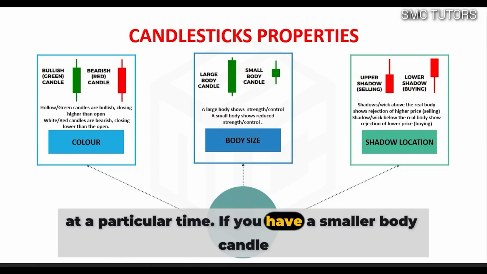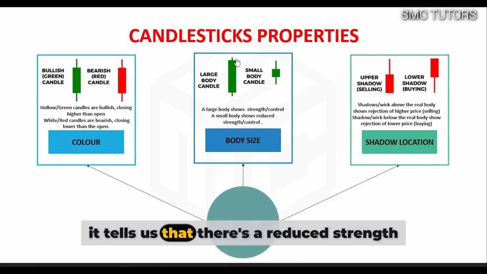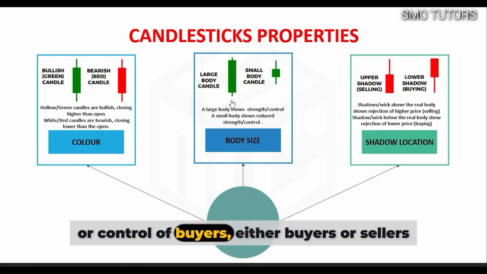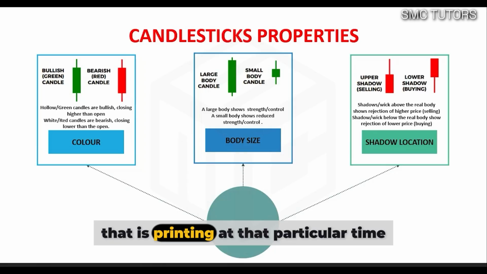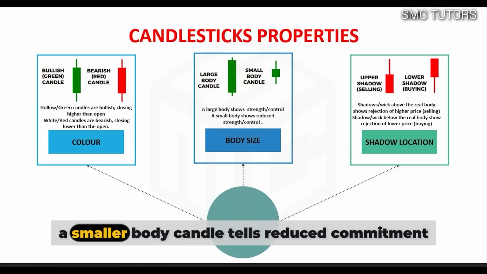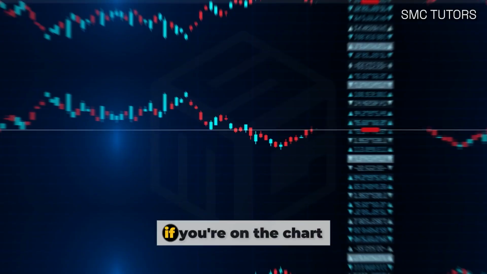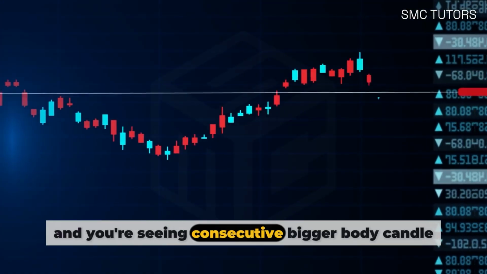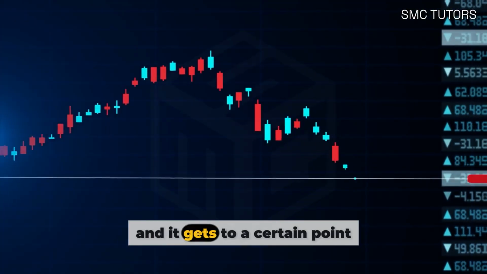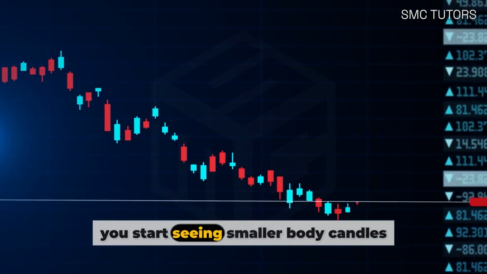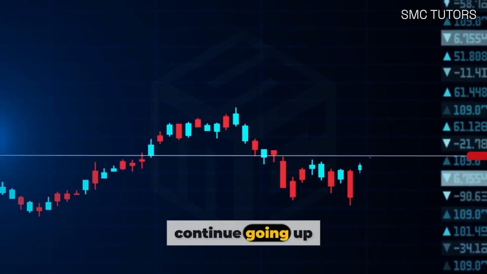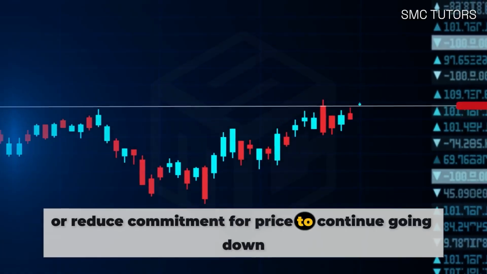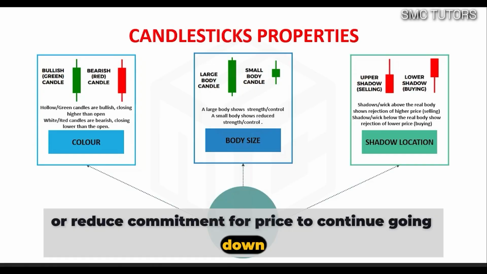If we have a smaller body candle, it tells us that there's reduced strength or control of either buyers or sellers, depending on the color of the candle that is printing at that particular time. A smaller body candle tells us reduced commitment. If you're on the chart and you're seeing consecutive bigger body candles and it gets to a certain point, you start seeing smaller body candles, it tells us that there's reduced commitment for price to continue going up or reduced commitment for price to continue going down.